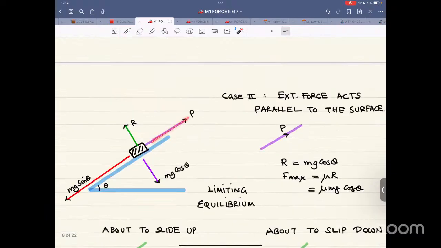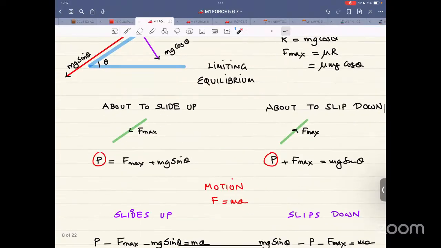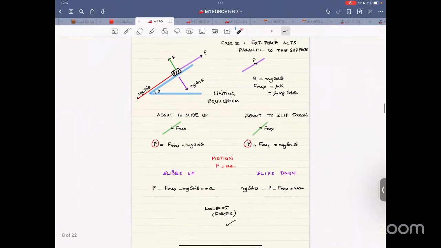Now, instead of P, if there is a force like this, of course, you will be doing the component and the same strategy will follow. So have a good look at this.